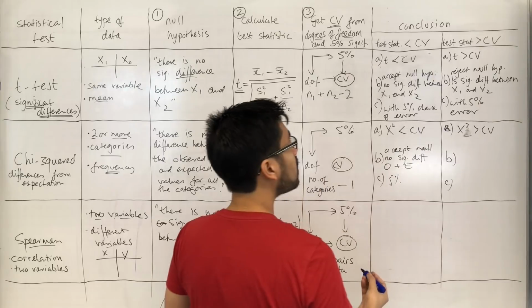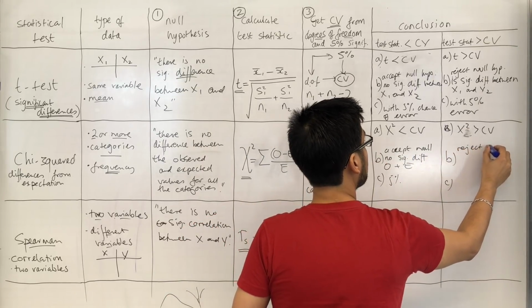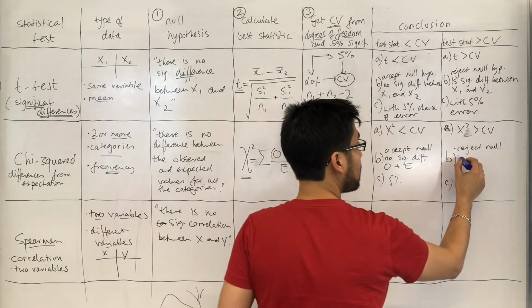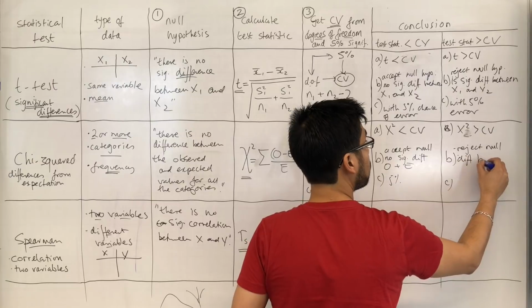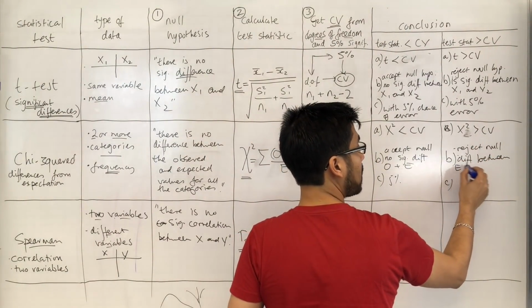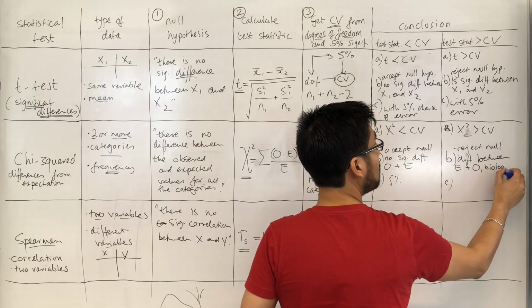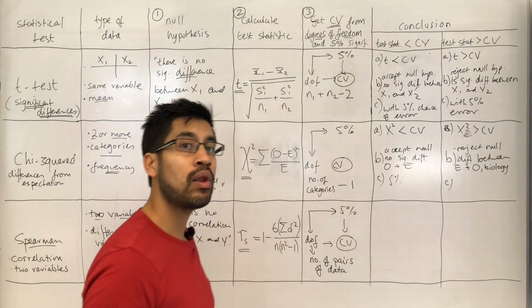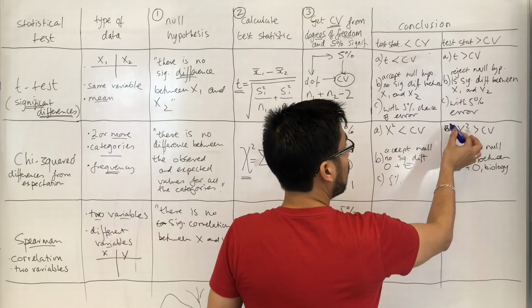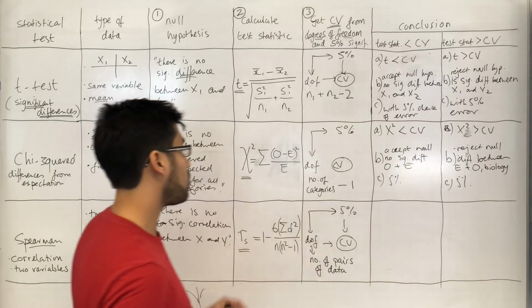Higher than the critical value, therefore we reject the null. Yep, that there is a significant difference between what we expected and what we observed, and that this must be due to some interesting biological phenomenon. Okay, and finally, again, state the 5% chance of error.